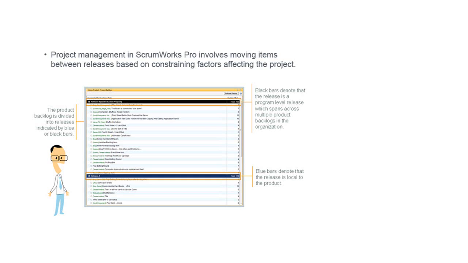Project milestone management in ScrumWorks Pro involves moving items between releases based on constraining factors affecting the project. This is accomplished using drag and drop operations in the interface. Let's take a quick look at creating and managing product backlog items in the ScrumWorks Pro desktop client.